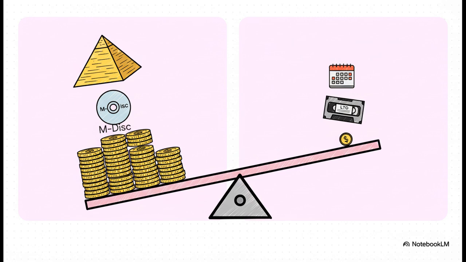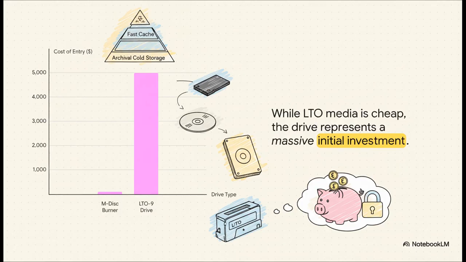Now, on the other end of the archival spectrum is LTO tape, which is the enterprise standard. It has a shorter lifespan, though 30 years is still fantastic, but the media cost is just unbelievably low. We're talking around $5 a terabyte. But here's the twist, and it is a big one. While the M-DISC media is expensive, the drive you need to write it is pretty cheap, about $100. For LTO tape, it's the complete opposite. The tapes are dirt cheap, but the drive you need to read and write them costs thousands of dollars. And that, right there, is the ultimate archival dilemma for prosumers.